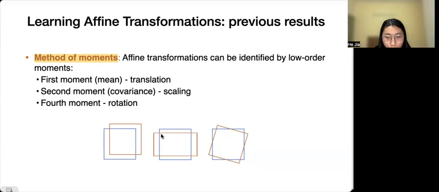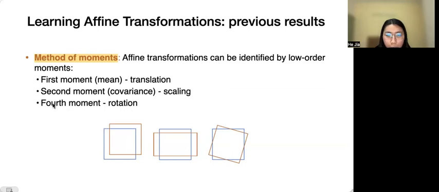Suppose in all 3 cases, the blue one is the original, the standard cube, and the orange one is the one after transformation. If we can estimate the sample mean, the sample mean will exactly be the estimated translation vector, this estimated small b. We can see this from the figure. And from the second moment, the covariance, we can learn scaling. For each coordinate, we can find the scaling factor from the covariance matrix.